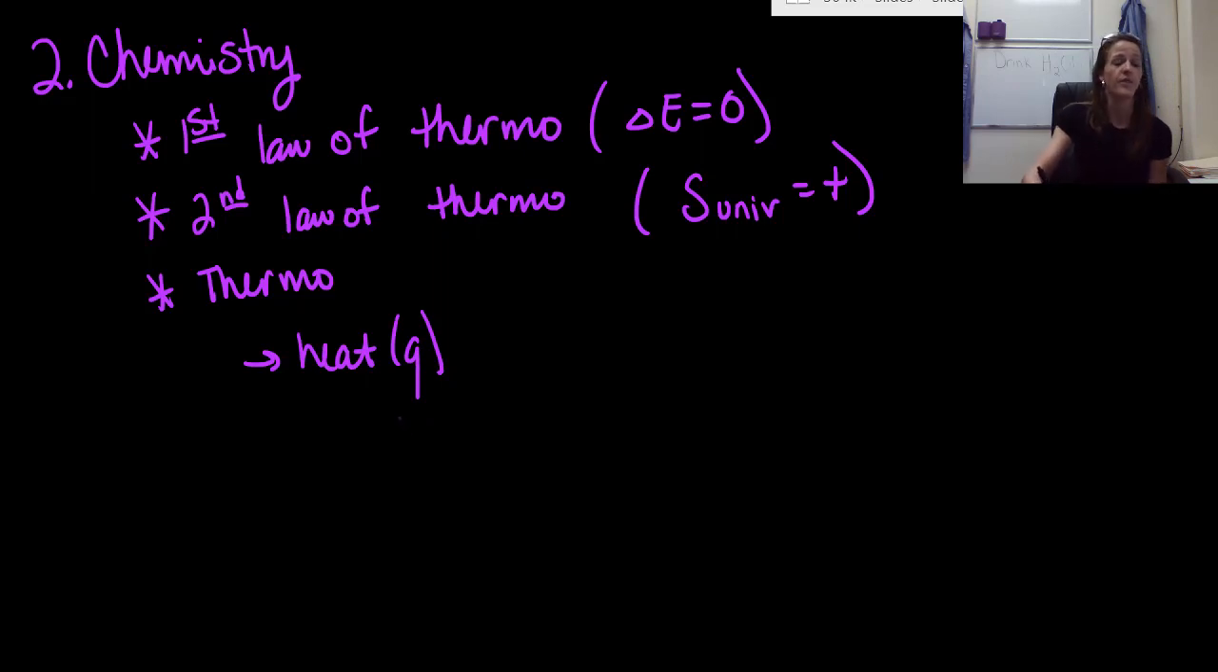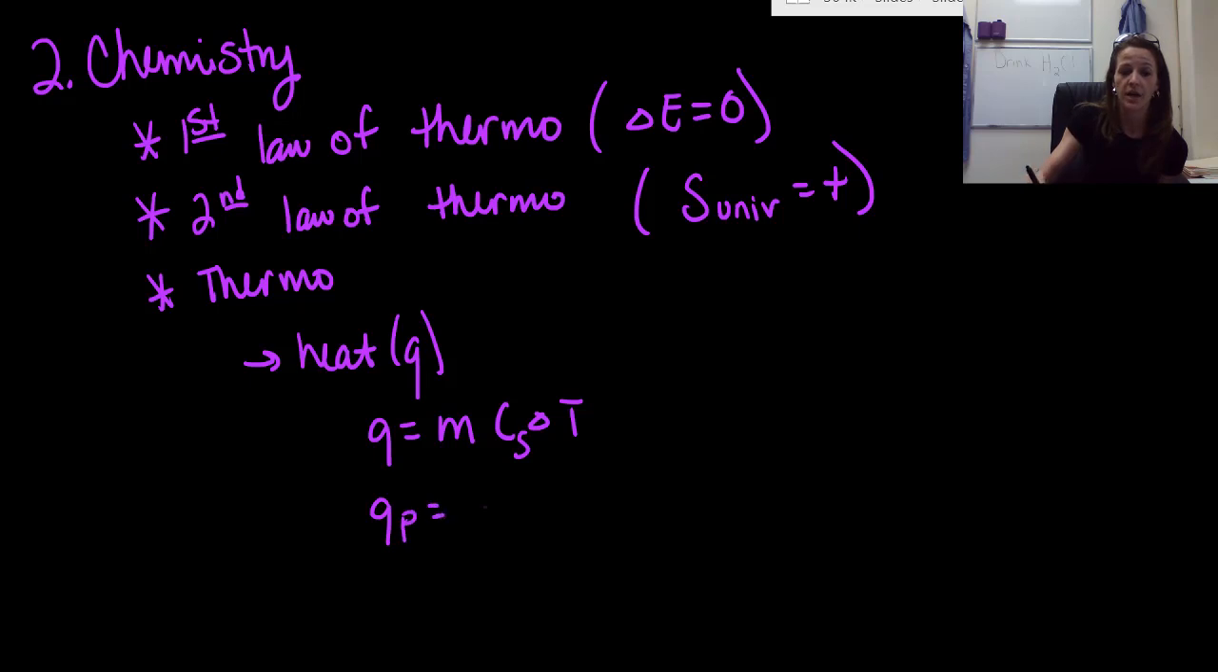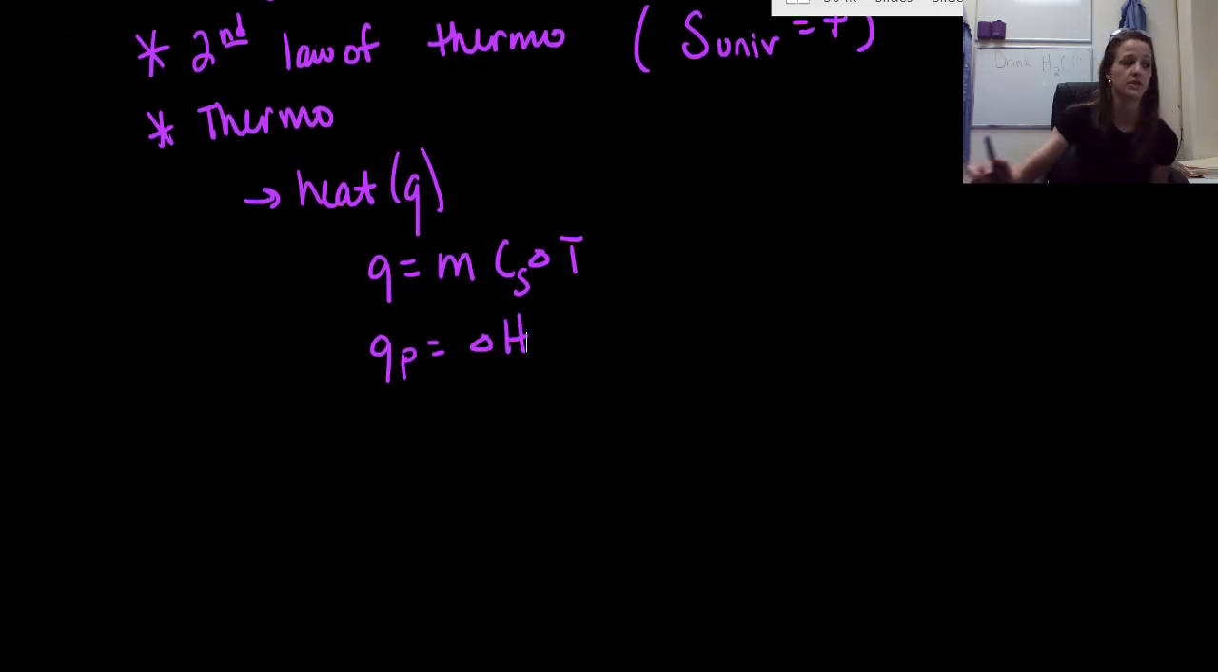It is not capital. So we know that Q is equal to M times C times delta T. So Q is your heat, M is your mass, C or C sub S is your specific heat capacity, and then your delta T is your change in temperature. We also know that heat at constant pressure is equal to your change in enthalpy. So Q sub P is equal to delta H.